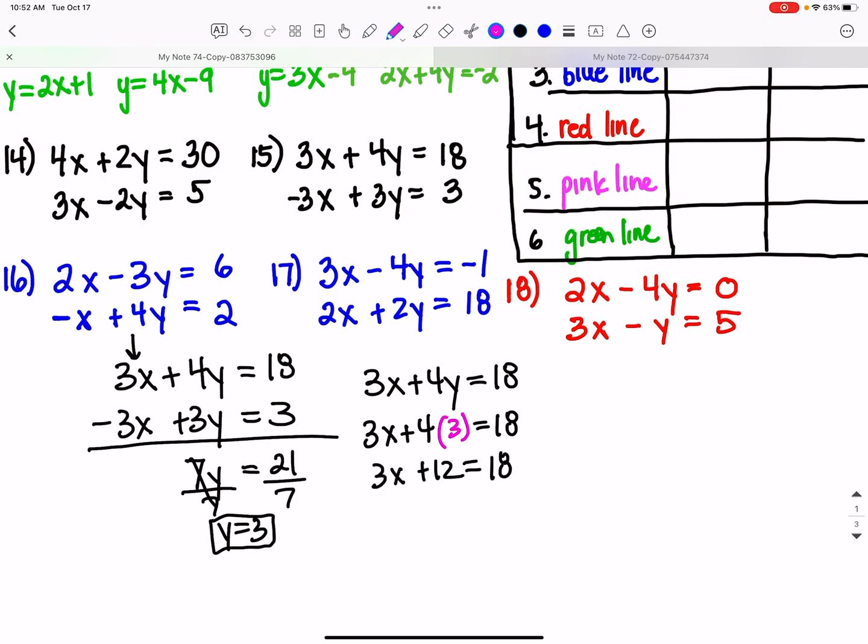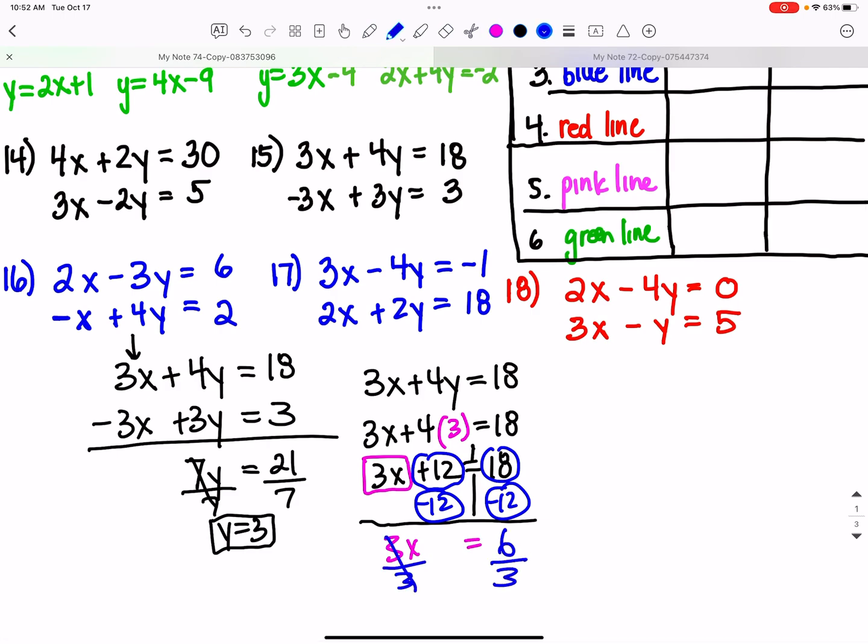Once I do my teams, here's an x. Here's a number. Here's a number. I make my teams. It's the 12 that needs to leave. So minus 12, minus 12. 3x equals 6. I'll top versus bottom the 3. And x equals 2. I put them in alphabetical order always. X, Y, Z, right? So x is 2, y is 3. All right, so those two are pretty easy to do.